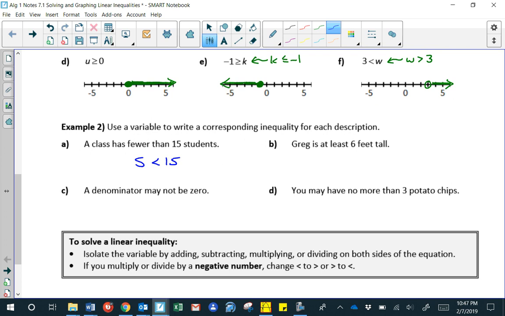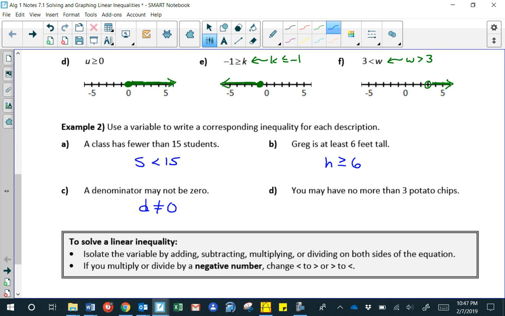Now it has that word at least, which kind of sounds like less than, but if you think about what this statement means, it means that Greg can be 6 feet tall, but Greg can also be taller than 6 feet. So Greg's height, which I'll call h, is greater than or equal to 6 feet. In C, a denominator may not be 0. This is not a less than or a greater than statement. It's a not equal to statement. So I'll use the letter D for denominator and write equals with a slash through it. D may not equal 0.